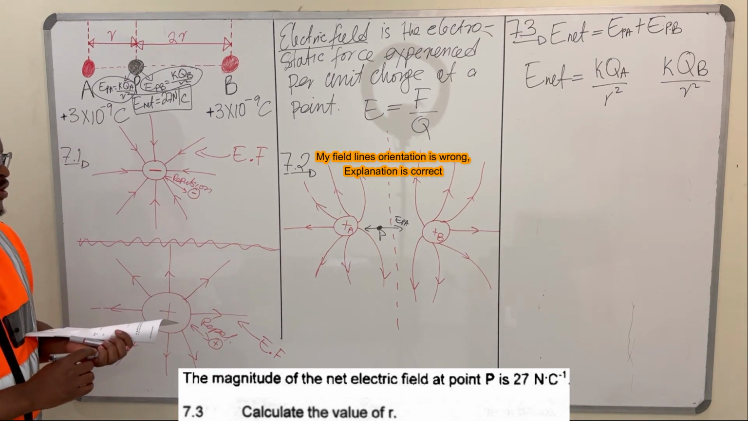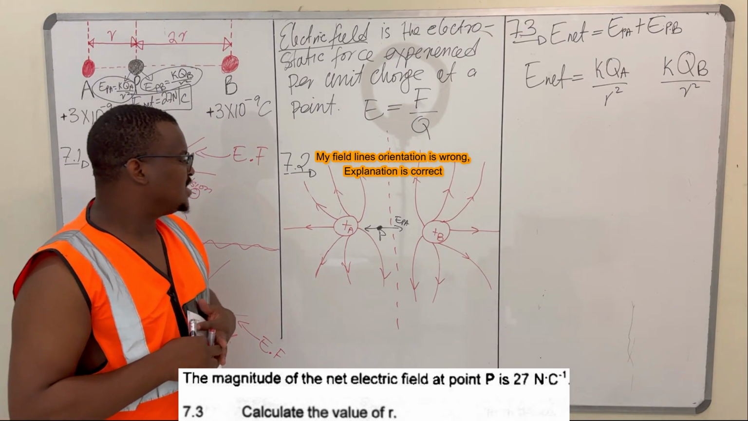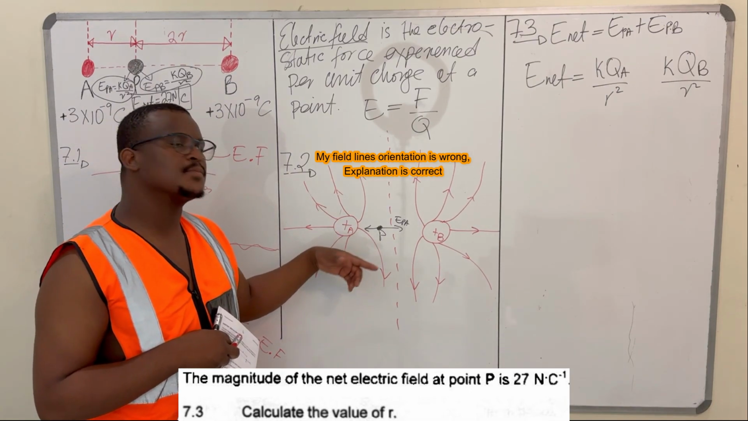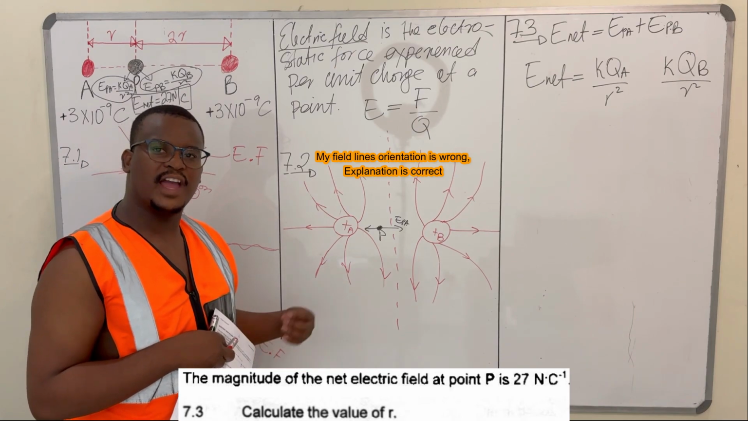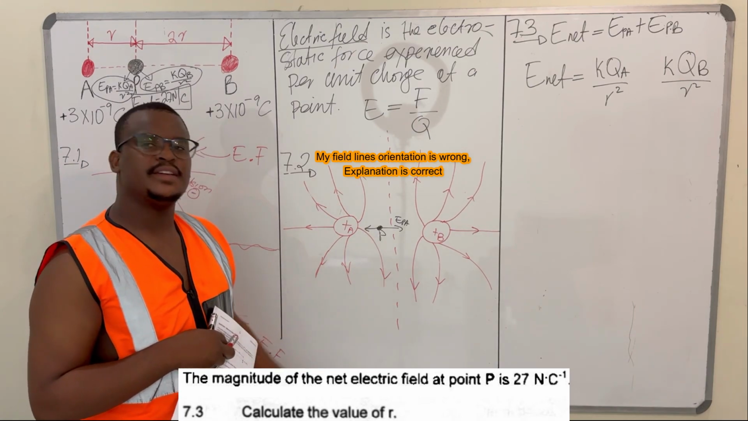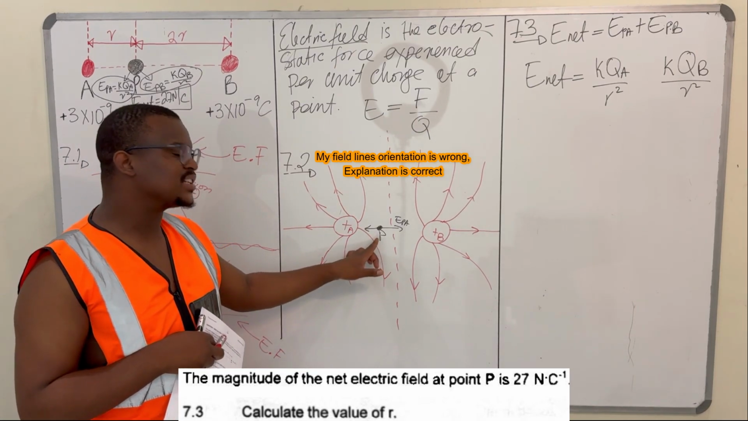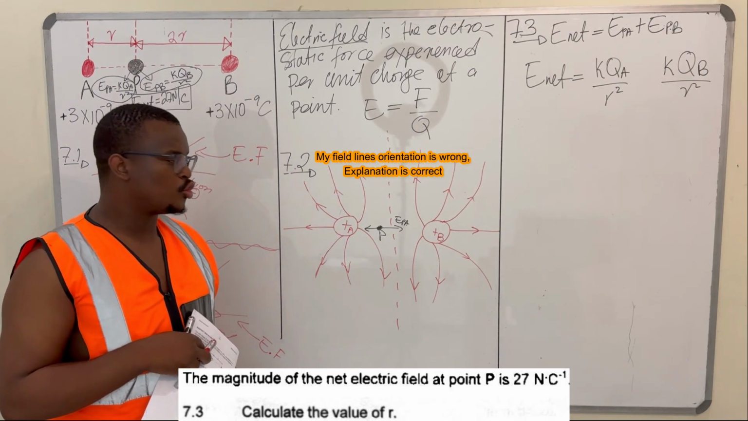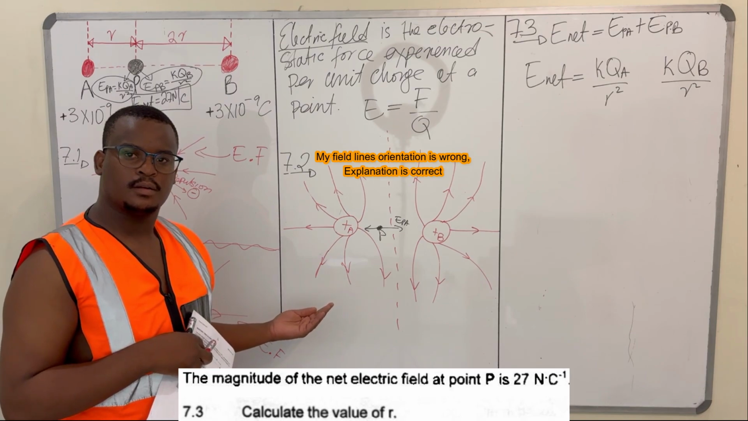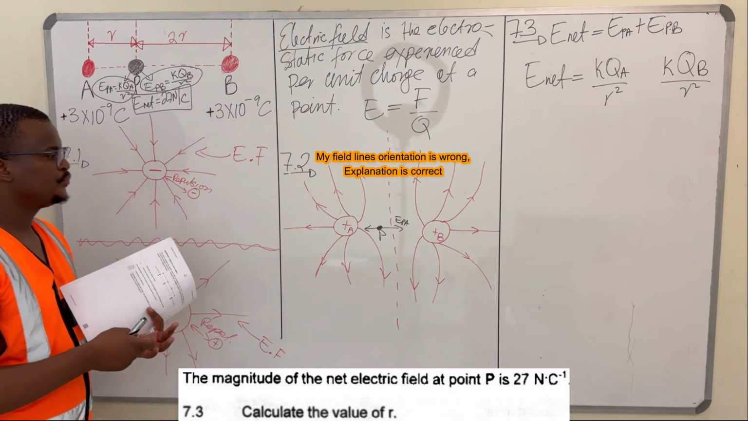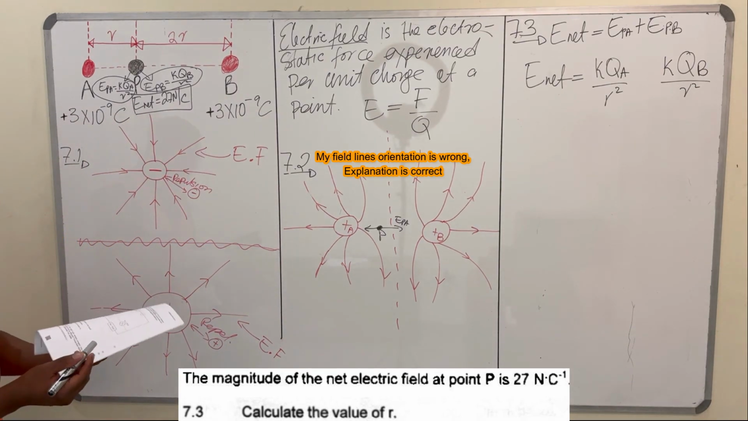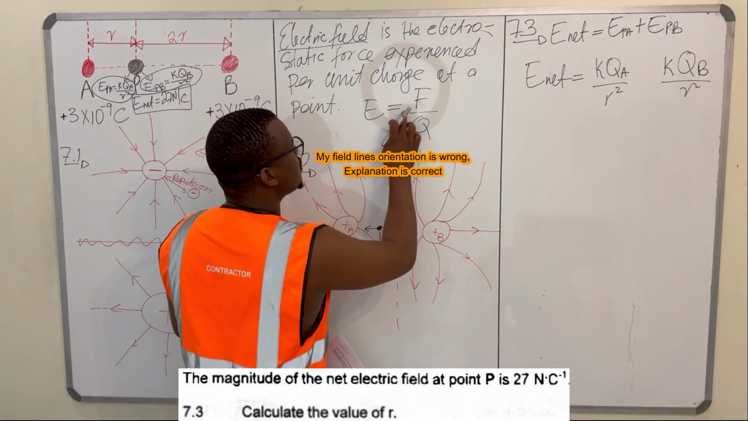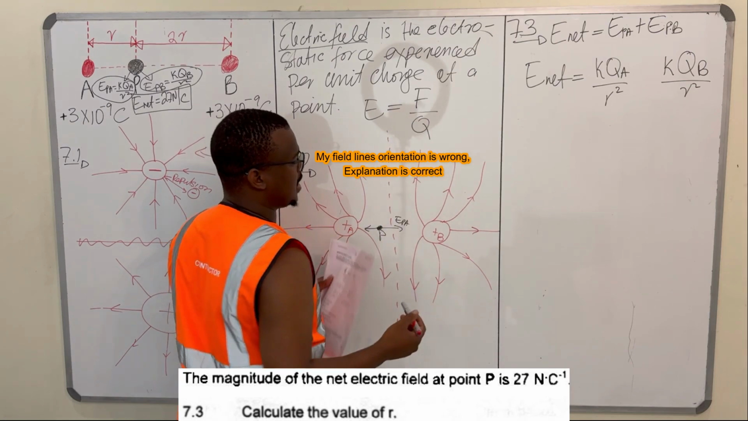No problem. So this is some sort of vector diagram of the electric fields at P. This is a vector diagram representing the electric fields at P due to A and B.